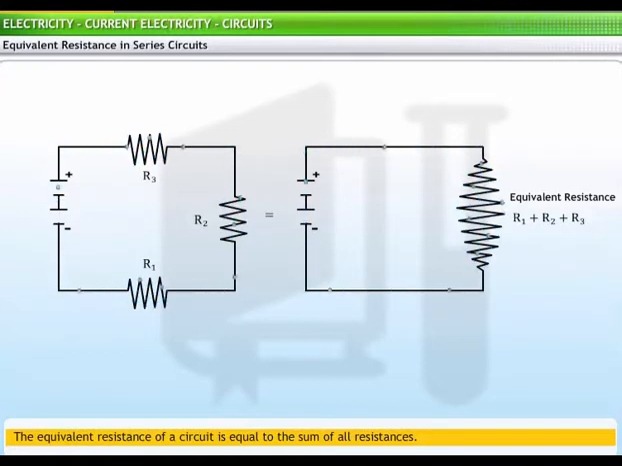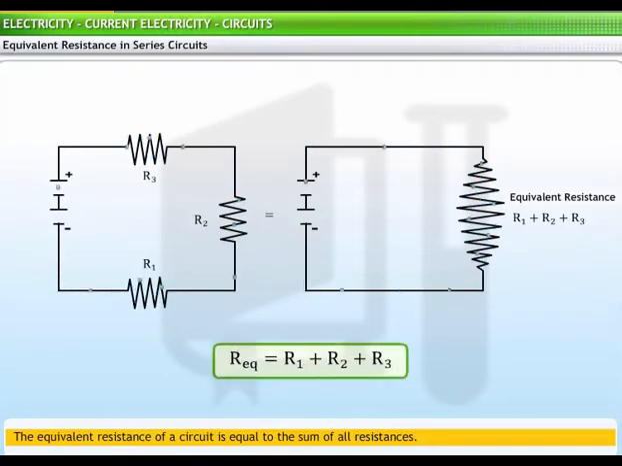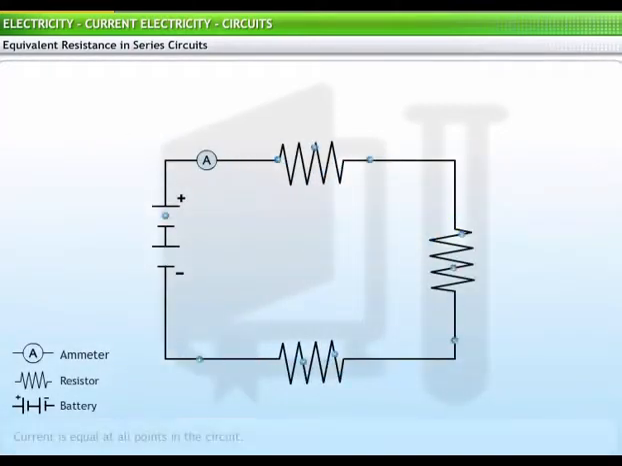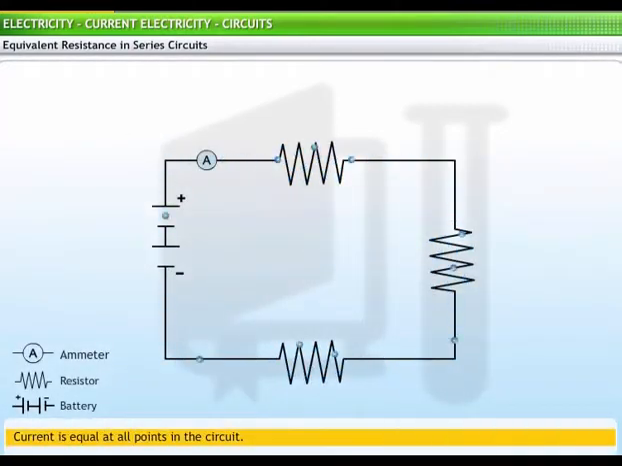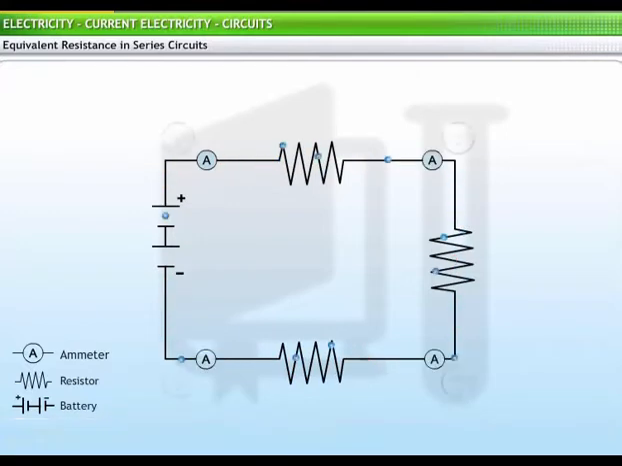For series circuits, the mathematical formula for computing the equivalent resistance R equivalent is equal to R1 plus R2 plus R3. The current in a series circuit is equal at all points. Charge does not pile up and begin to accumulate at any given location. Therefore, the current at one location is never more than that at other locations.